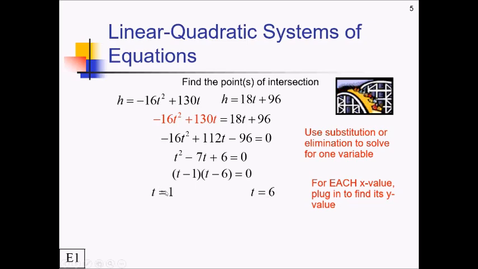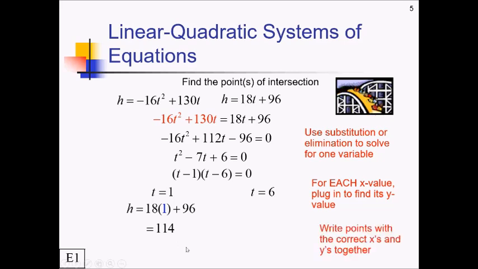So for 1, we're going to plug that into one of these equations. Now, if you had a choice, which equation looks like it's a little bit nicer, I'm going to go with the second one here. There's no squareds and there's only a single place to plug in t. So I'm going to say h equals 18 times 1 plus 96. And that's just 18 plus 96, which is going to be 114. And we can actually make a point out of that. We can say 1 second, comma 114 feet.